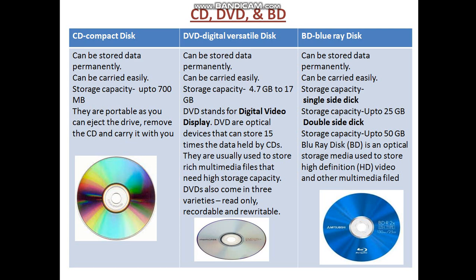Next is BD, meaning Blu-ray disc. It can store data permanently, the same as a CD or DVD, and can be carried easily. There are two types of Blu-ray disc: first is a single side disc and second is a double side disc. Storage capacity of a single side disc is up to 25 GB and of a double side disc up to 50 GB. Blu-ray disc is an optical storage media used to store high definition video and other multimedia files. Mostly it is used to store high definition video. Here are the images for CD, DVD and Blu-ray disc.